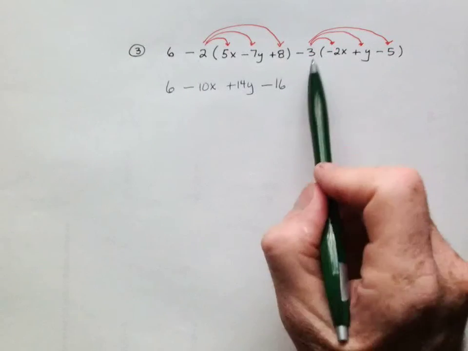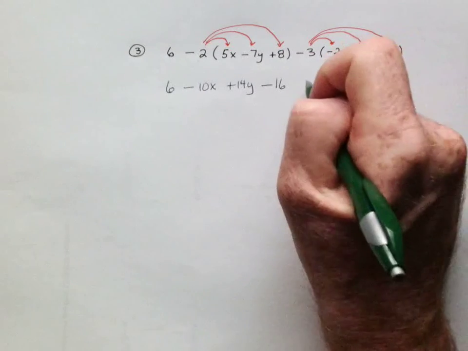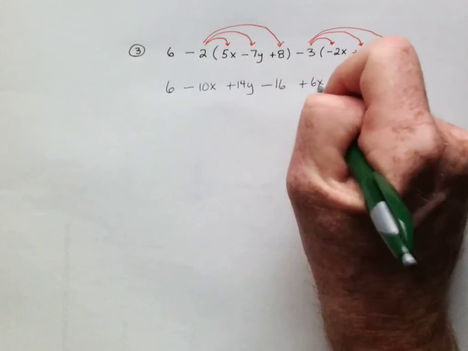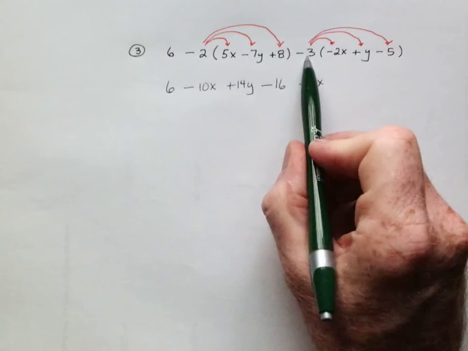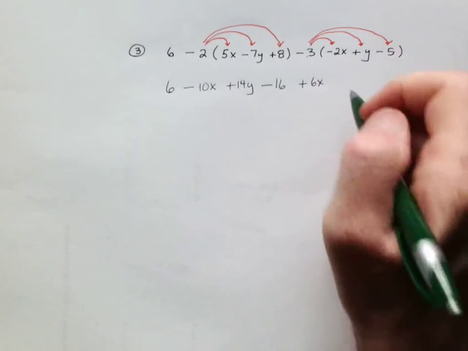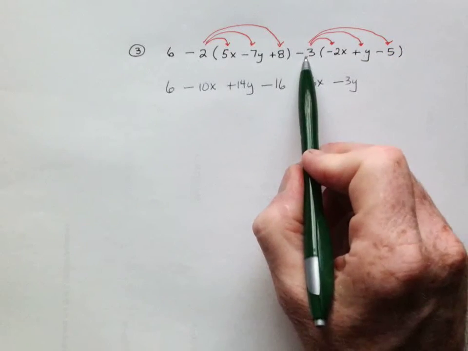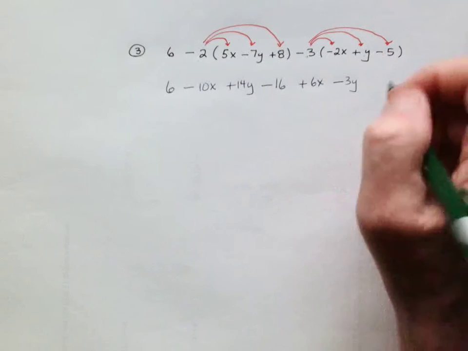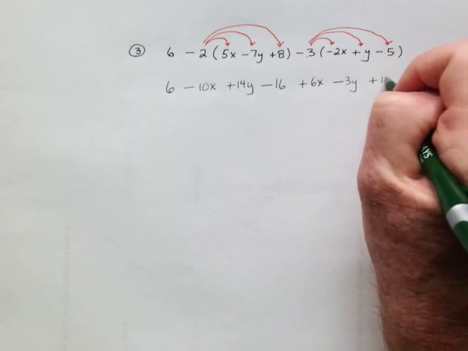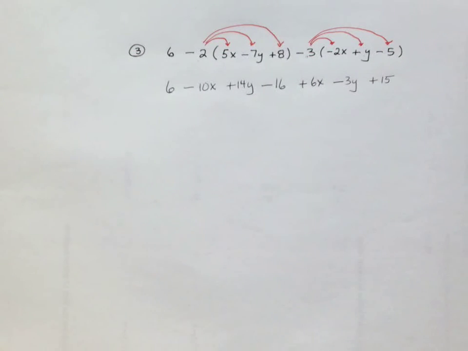So on this one, it would be a negative times negative is +6x. -3 times y is going to be -3y. And then -3 times -5 is +15. And then what I need to do is combine like terms.